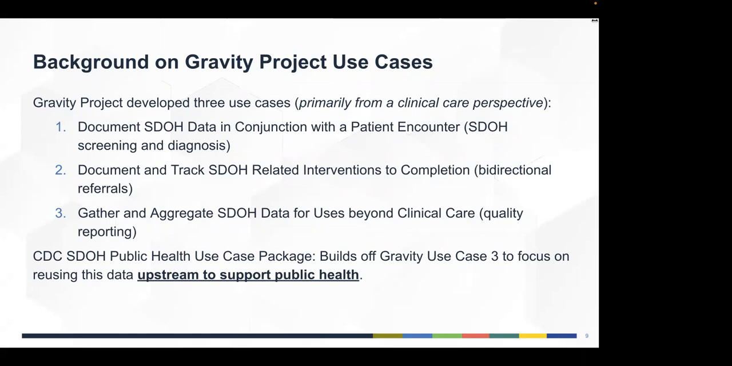So the first one is tied to the screening activities. The second is identifying, once a social need is identified by the individual and they want the health system to support them or intervene, there's activities related to that. That's use case 2. And then the last use case was the ability to gather and aggregate this individual level data for upstream uses. So we say, for example, quality reporting, public health, population health, risk adjustment, and research.